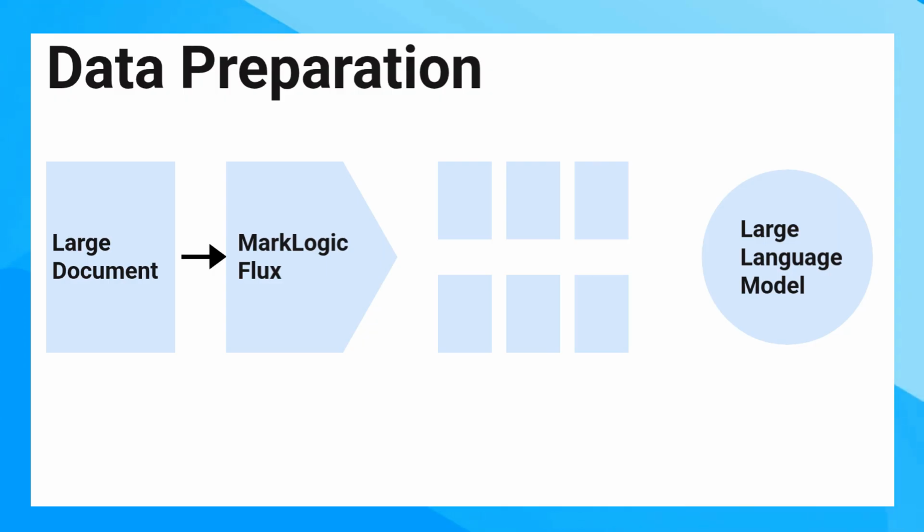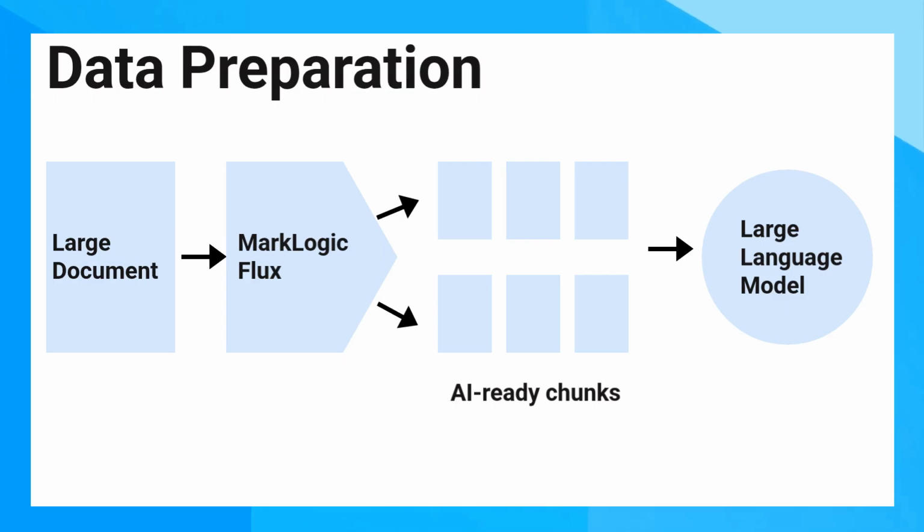Flux gives you the flexibility to take your messy, raw documents and transform them into the precise, searchable, and context-aware structure that RAG and AI systems demand. In this video, I'll show you how to use MarkLogic Flux to split your data to ensure it's optimized for AI.